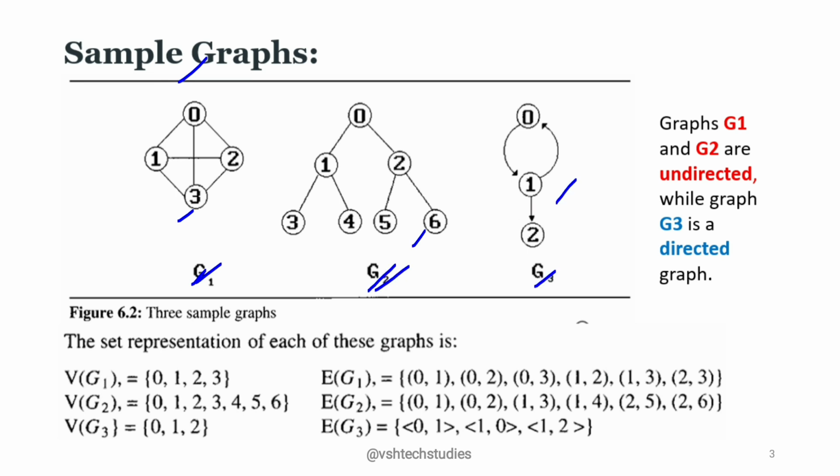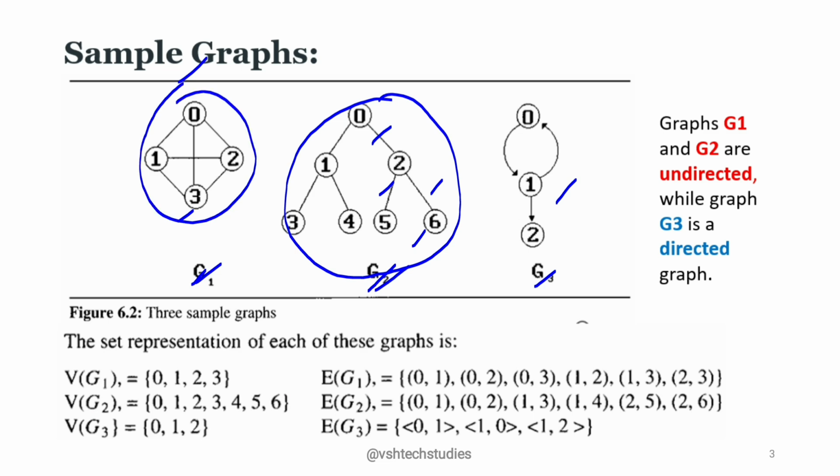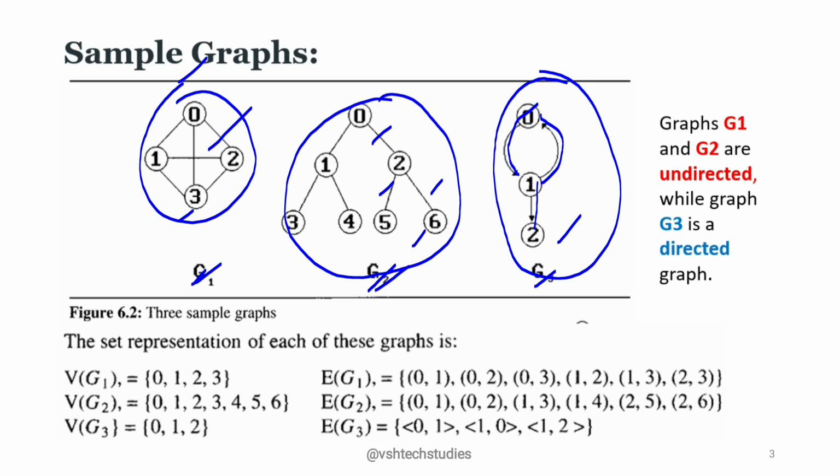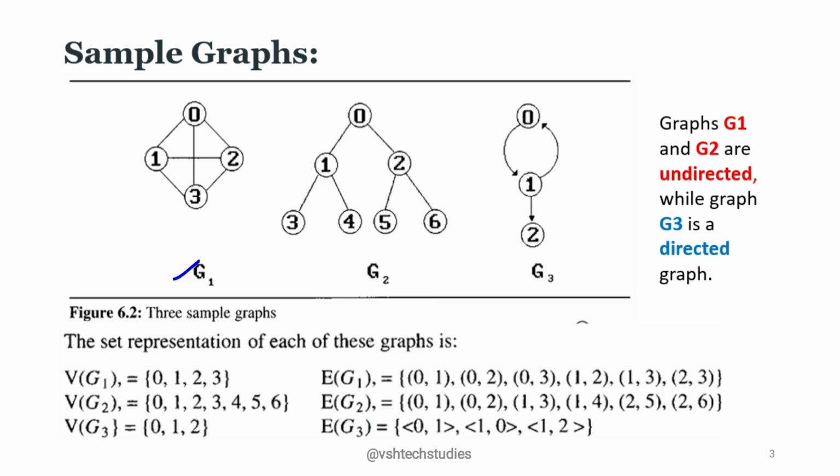G1 and G2 are undirected graphs because there is no arrow mark for any edge here. In this also there is no arrow mark for any edges. But in G3, from node 0 to 1 one arrow is there, 1 to 0 one directed edge is there, 1 to 2 one more directed edge is there. Because the edges are directed here, graph G3 is called a directed graph. So G1 is undirected, G2 is also undirected, but G3 is directed.